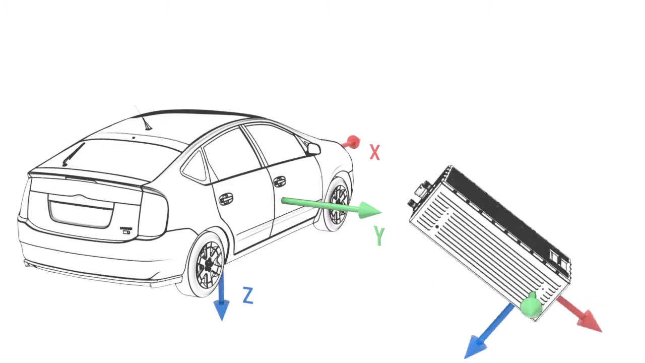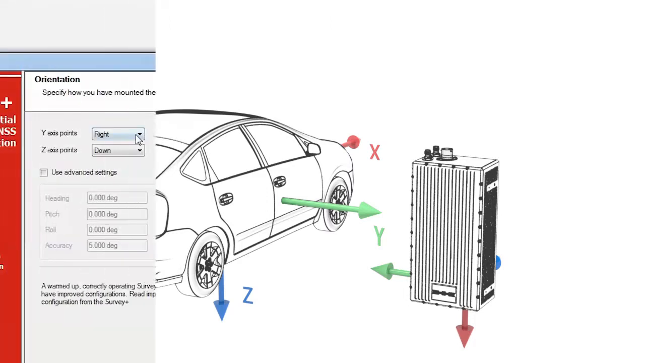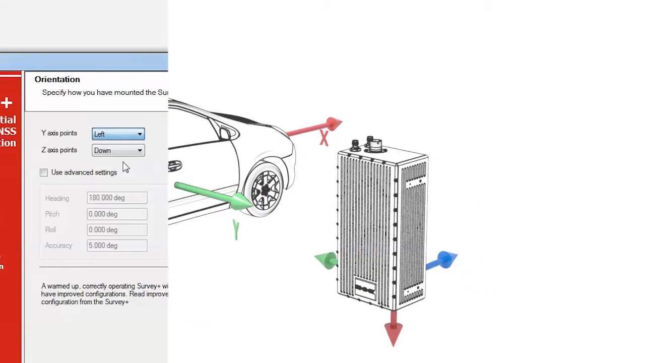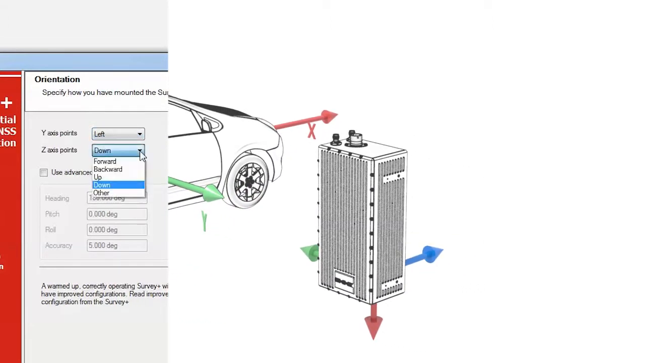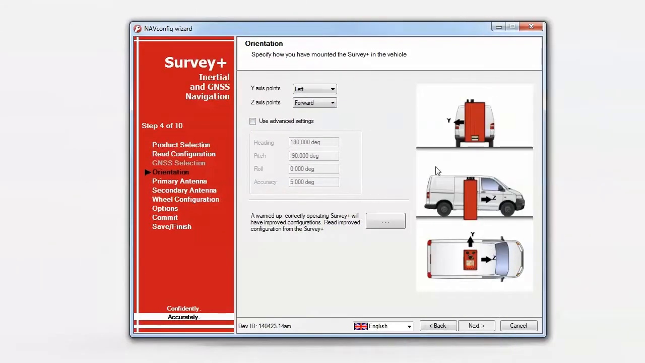So let's assume I've installed my product like this. In the orientation settings page, I need to tell the application that the product's y-axis points towards the vehicle's left, while the product's z-axis points forwards in the vehicle. As a visual aid, the currently specified orientation is shown on the right-hand side of the window. You can see the icon now reflects my installation, so I know it's correct, and the product will be able to work out how the vehicle is moving based on its own measurements.